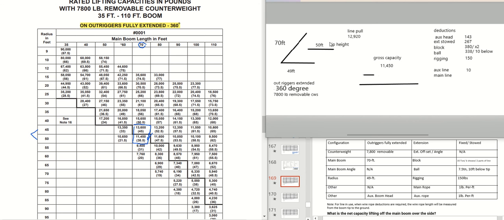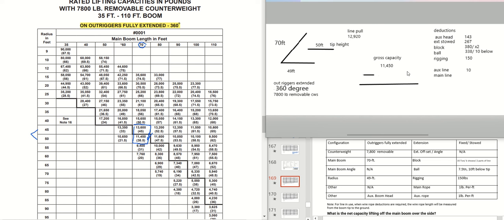So the next thing we do, can we make that pick, that 11,450, with one part of line? Well, since this number up here is bigger, that means yes. Anytime this number is bigger than your gross capacity, then it only takes one part. Anytime this number is bigger than your line pull, it's going to take more than one part of line. You're just going to have to divide your gross capacity by your line pull. That'll give you the parts of line that you need. So if it's 1.5, that means you need 2 parts. If it's 2.5, you need 3 parts. If it's 2.01, you need 3 parts because you cannot do fractional parts of line.